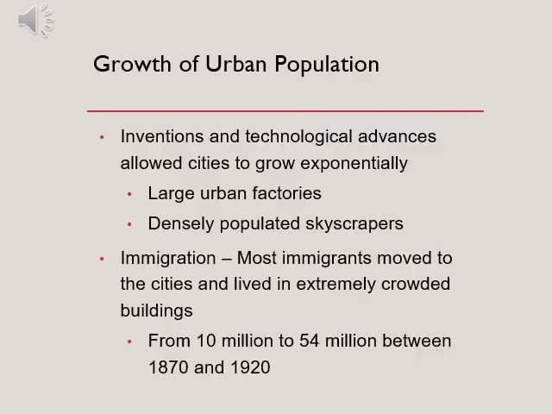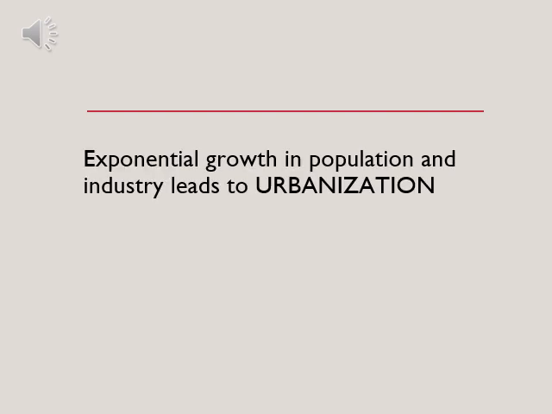This growth of an urban population, aided by the inventions and technological advances, allowed cities to grow exponentially. Large urban factories and densely populated skyscrapers. And the immigration aided in that, as most immigrants moved to these cities and lived in extremely crowded buildings, with the immigrant population rising from 10 million to 54 million between 1870 and 1920. The exponential growth in population and industry led directly to urbanization.